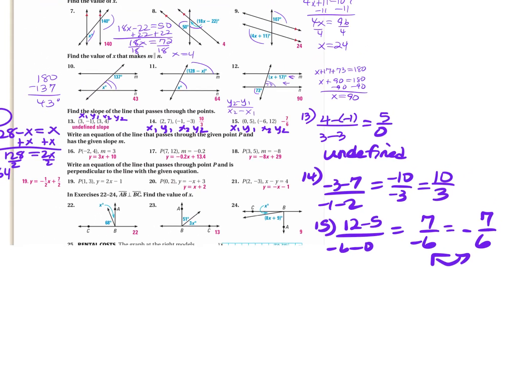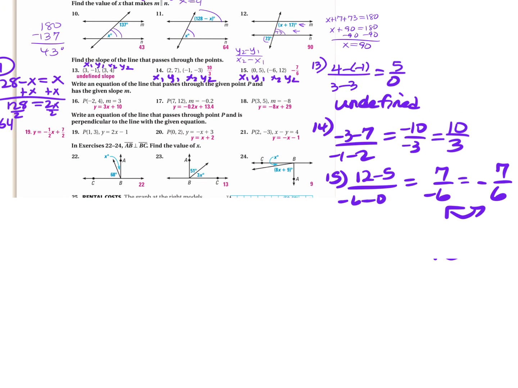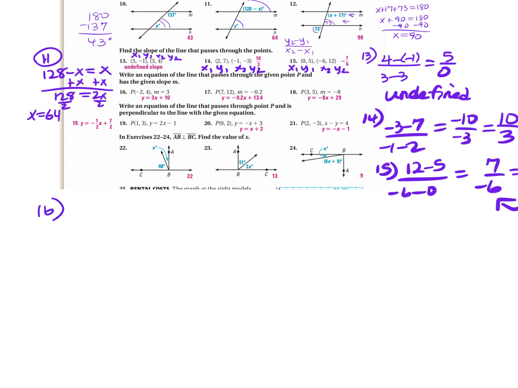Now for numbers 16, 17, and 18, it wants us to write an equation of the line that passes through that point and has the given slope. Now this could also be stated as find a line that's parallel to a given line. So remember, parallel lines have the same slope. So for number 16, I'm going to take my ordered pair. This is going to be my x and my y. And then the slope they gave me is 3. I'm going to be plugging that in to y equals mx plus b. I need to find the b first. And then once I get the b, I plug that back in with the slope.